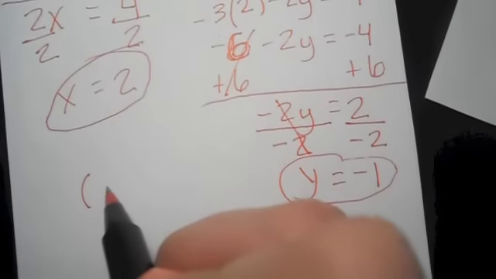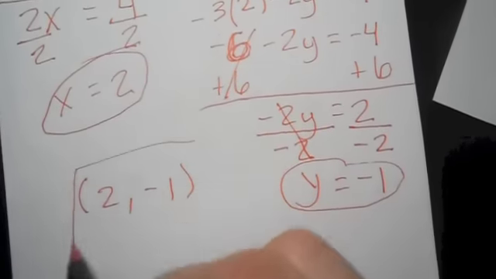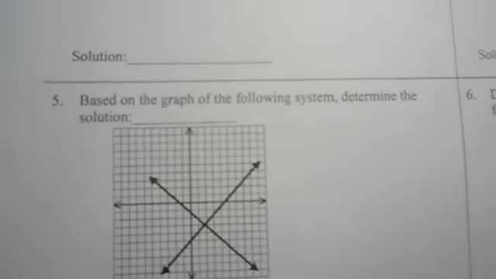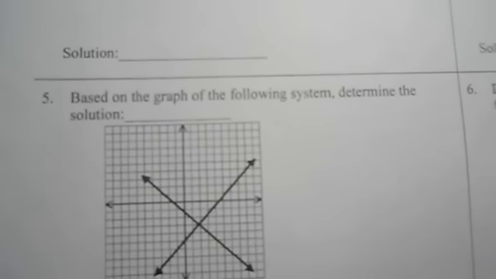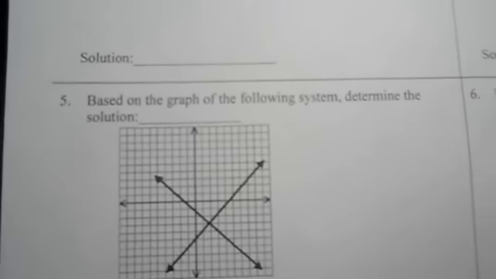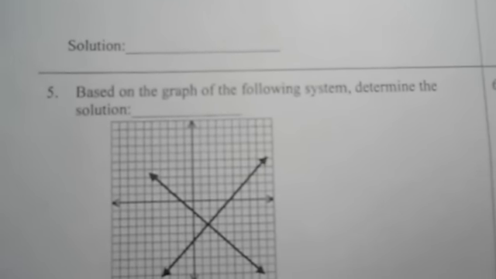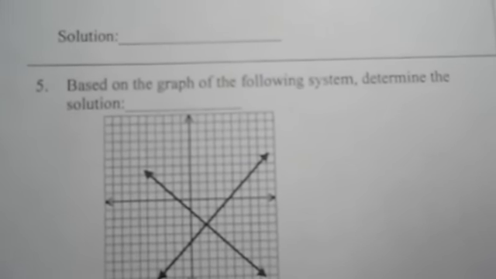And we write our answer like this, x comma y. That is your solution. Okay, now we're looking at number 5. It asks, based on the graph of the following system, determine the solution. Well, what is a solution? Remember on number 1, we put our solution as the point where the lines intersected. Well, we've got two lines. Let's see where they intersect.